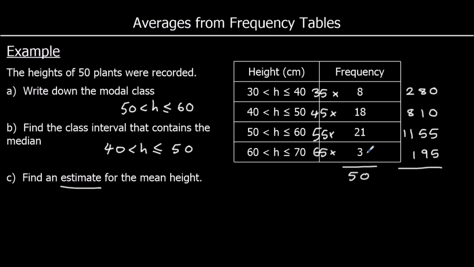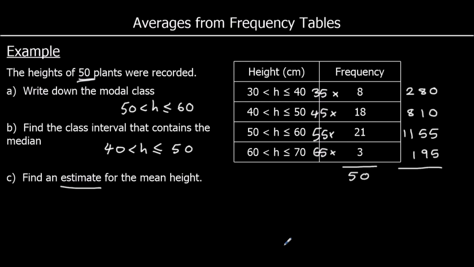So if we add up all of these, this will be the heights of all 50 plants added together, or our estimate for what the heights of the 50 plants added together will be. And we're going to divide that by 50 because we have 50 plants. 8, 18, 21 and 3 make 50. Because we were told that in the question.